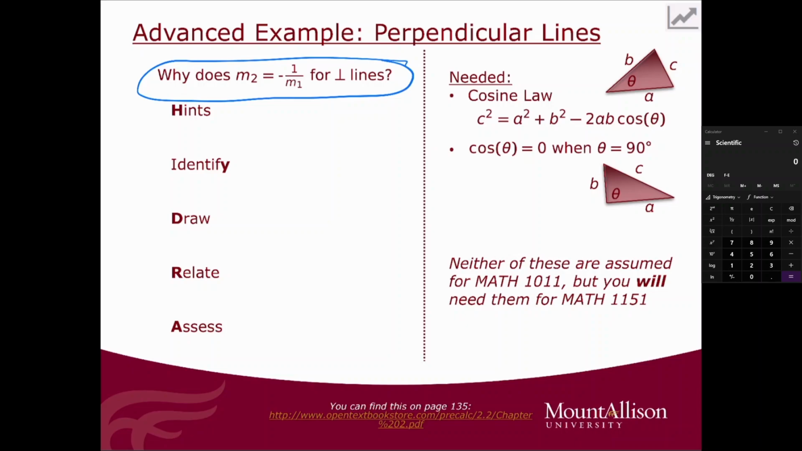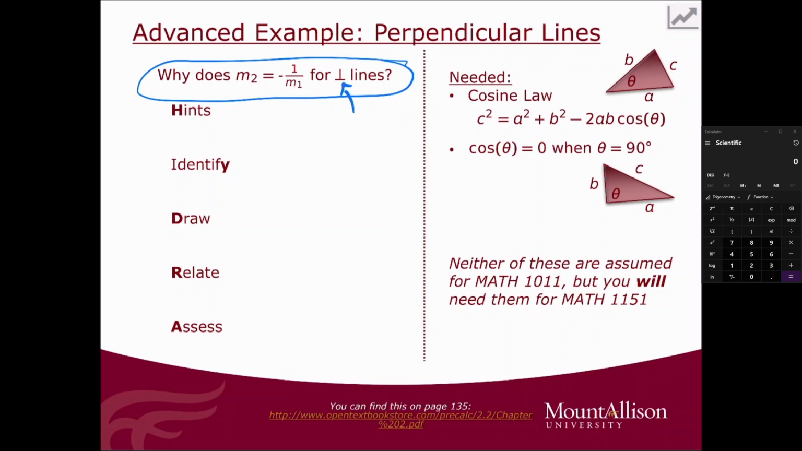Okay, so now for an advanced example of a word problem. And it's advanced even though the word problem is extremely short. Why does the second slope equal minus 1 over the first slope for perpendicular lines? And that's what that symbol means right there, that thing that's basically drawing perpendicular lines.